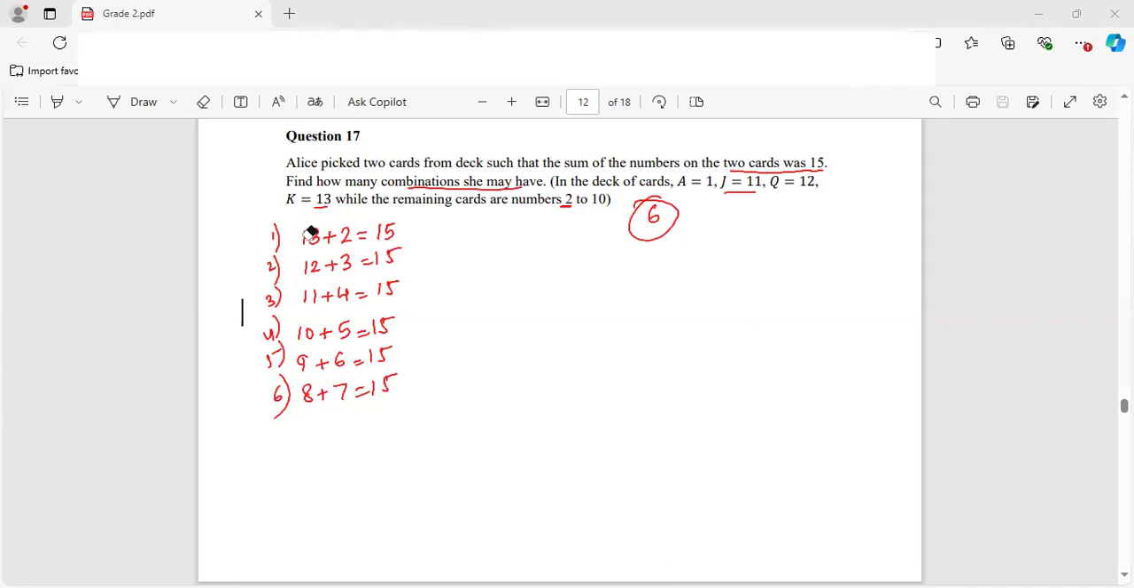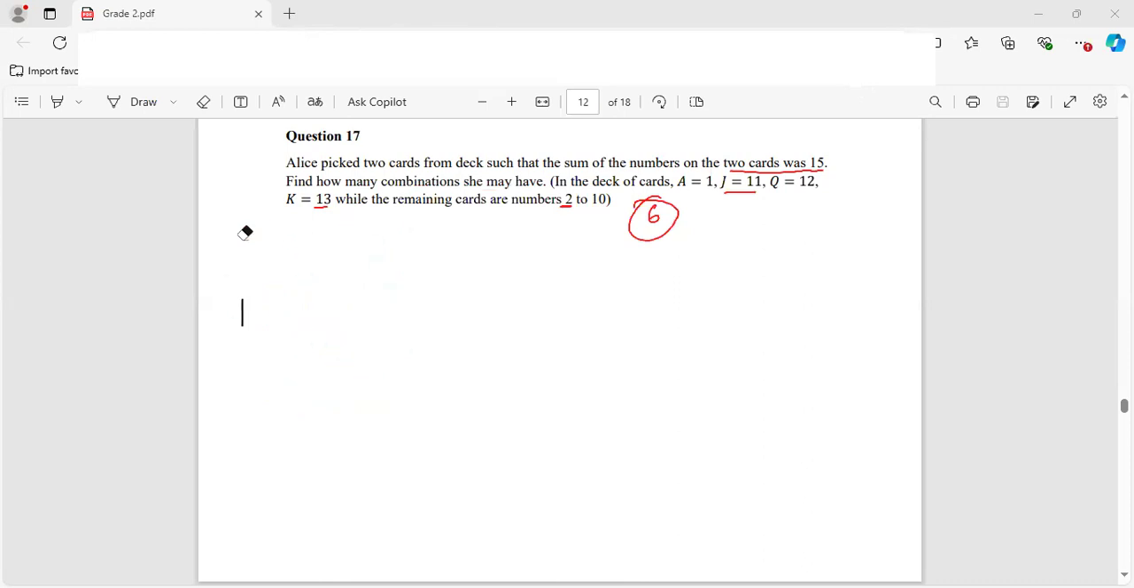You can actually pause it and check for these numbers and see whether you're getting it. So the answer for question 17 is 6.